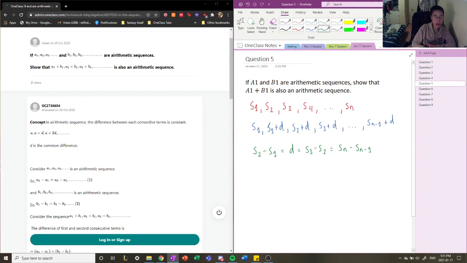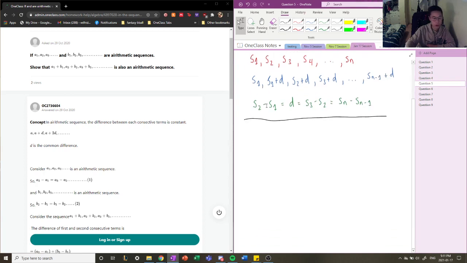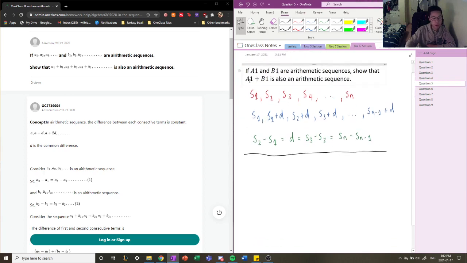Now that we have described what an arithmetic sequence is, we can attempt to prove that the sum of two arithmetic sequences is also an arithmetic sequence. Basically, how we're going to solve this is that we want to show that A1 plus B1, the consecutive terms within the sequence, have the same common difference.